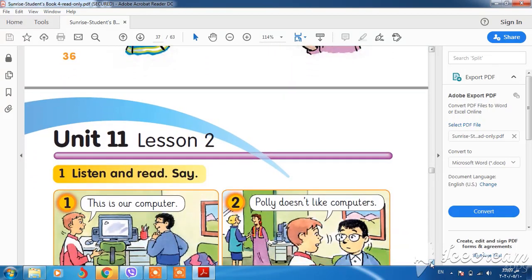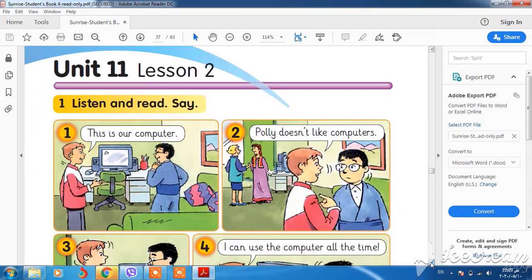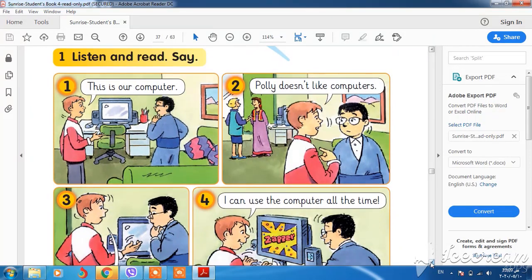Okay, in this lesson we have some pictures. Let me read it for you. Okay, this is our computer. Polly doesn't like computers. Also, we have Polly, one name. We should say what? We should say doesn't. If we have doesn't, the verb, it will be what? The verb, it will be base.